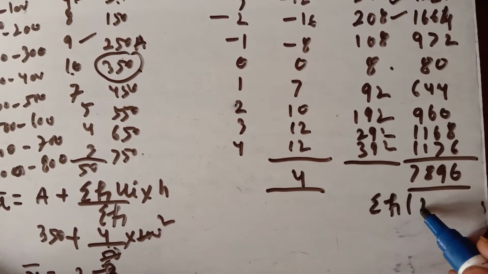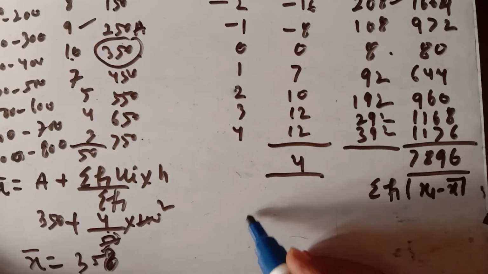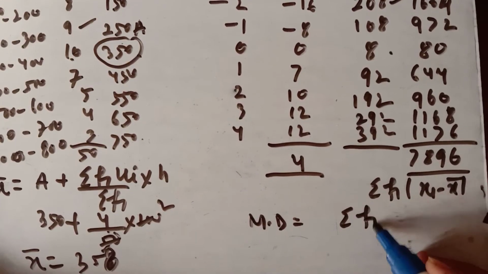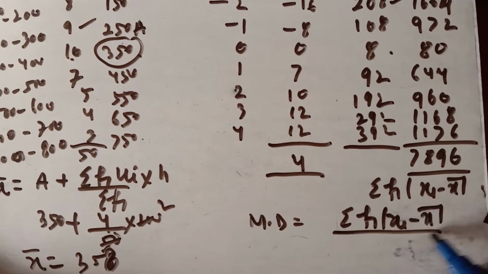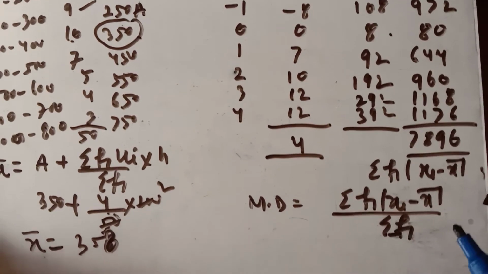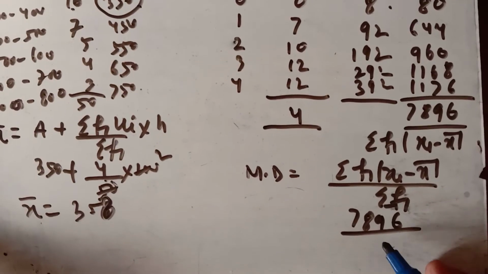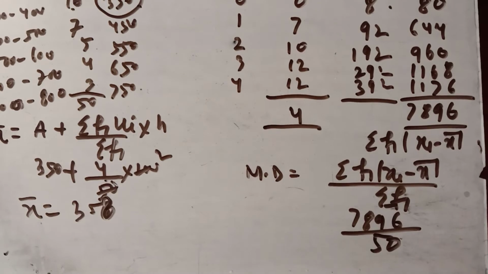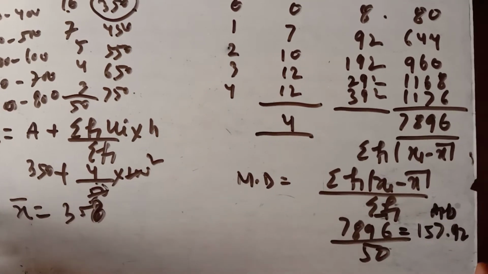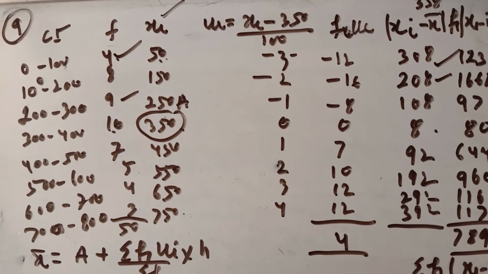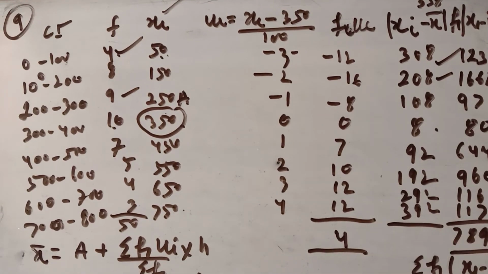This is Σ fi into |xi − x̄|, the product sum. So you know the formula for mean deviation: summation fi |xi − x̄| divided by the total frequency. So 7896 divided by the frequency, which here is 50, divided by 50, you will get this mean deviation about the median, which is coming out to be approximately 157.92. Mean deviation about the median.